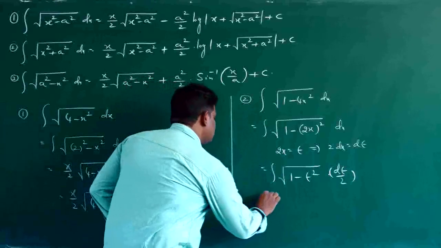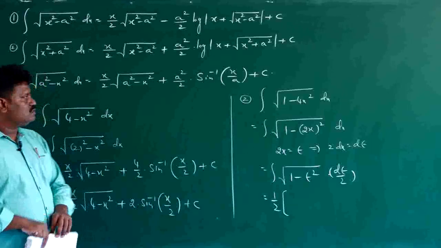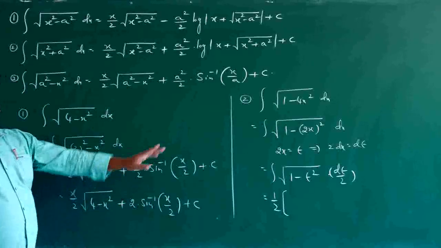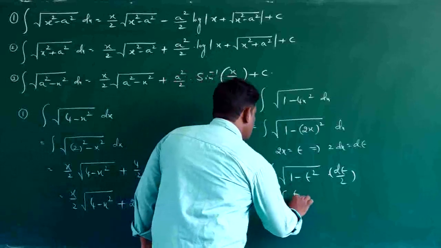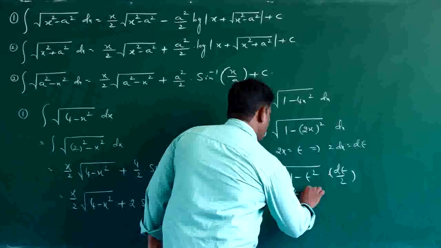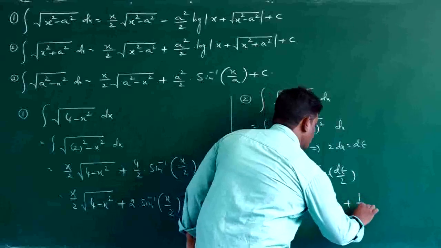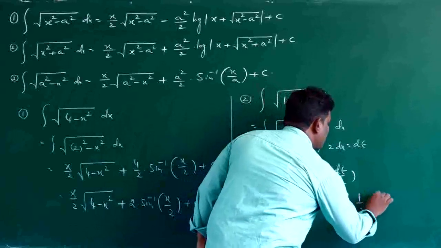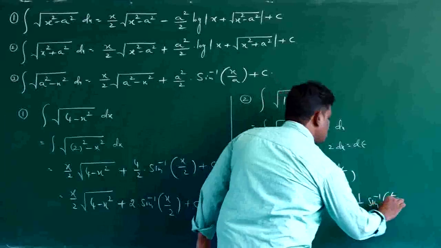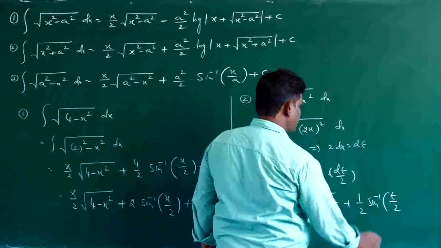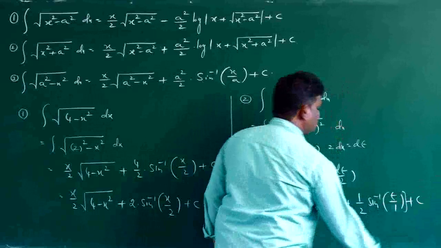Now we remember, that is equal to 1 by 2 times the integral of square root of a square minus t square dt. Again this is the same third formula. So we get t by 2 into square root of 1 minus t square plus a square by 2 into sine inverse of t by a, that is t by 1, plus c.